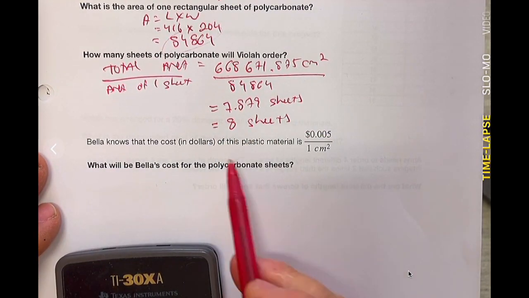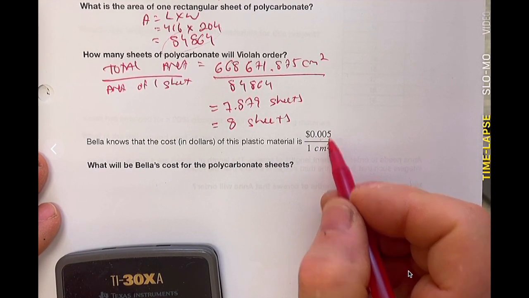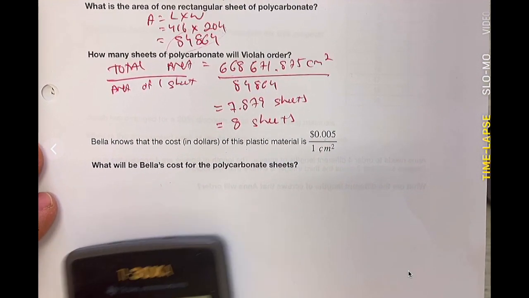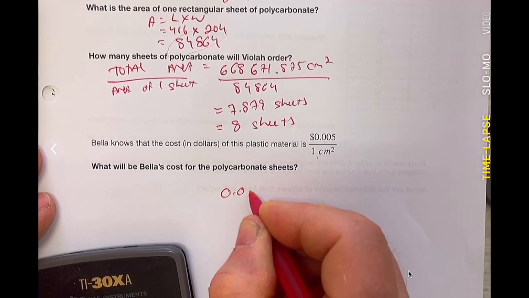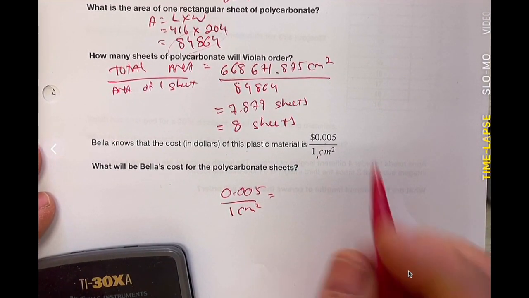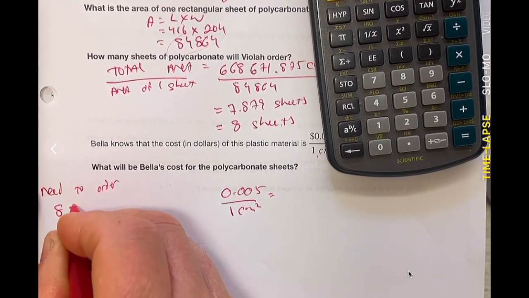Bella knows that the cost in dollars of the plastic material is 0.005 cents per centimeter cubed. What will be Bella's cost for the polycarbonate sheets? This is a proportion, 0.005 per 1 centimeter squared. We have to order 8 sheets of this.